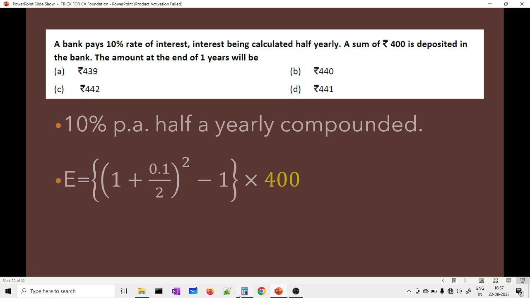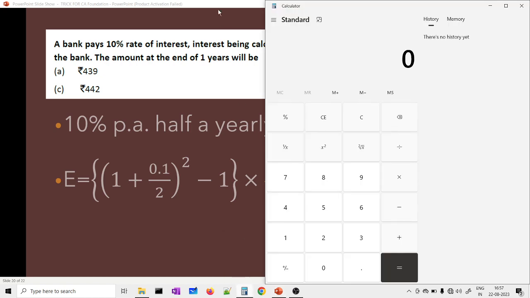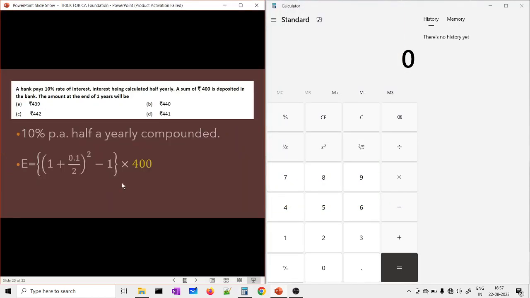Let's just try to do this directly using a calculator. So what we want to do is 0.1 divided by 2 plus 1, then square, minus 1, and multiply by 400. This will give us the interest earned. What they are asking is the amount. So whatever interest we get, we are supposed to add it to the principal.